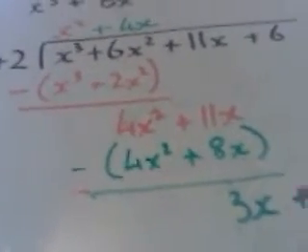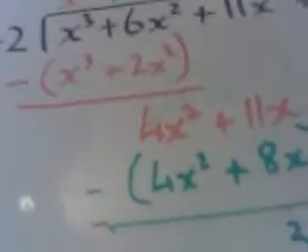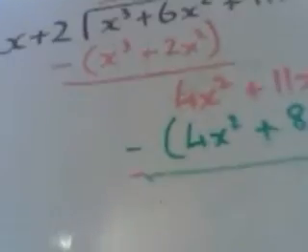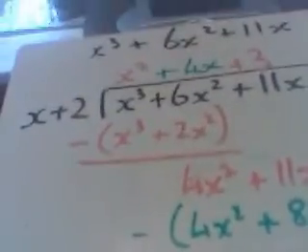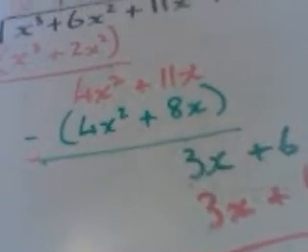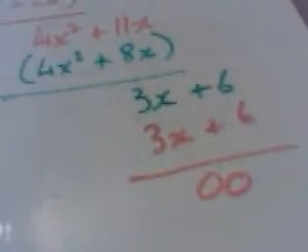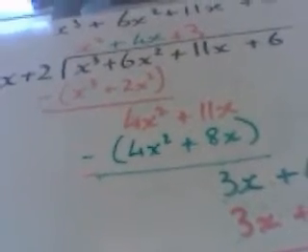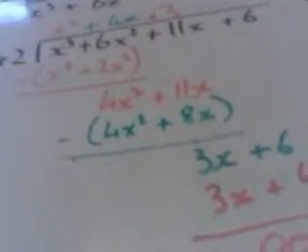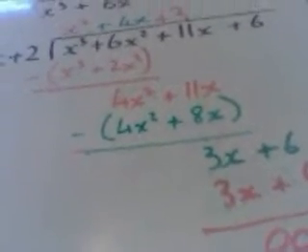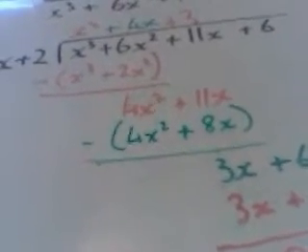And what do we multiply x by to get 3x? Well, that's clearly 3. So 3 times x is 3x. 3 times the 2 is 6. Nothing left. And so we know that x plus 2 goes exactly into x cubed plus 6x squared plus 11x plus 6. That is not the best way to do it, because really you could just be using the factor theorem to test that one.